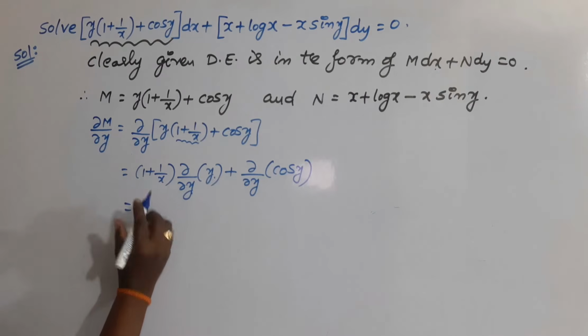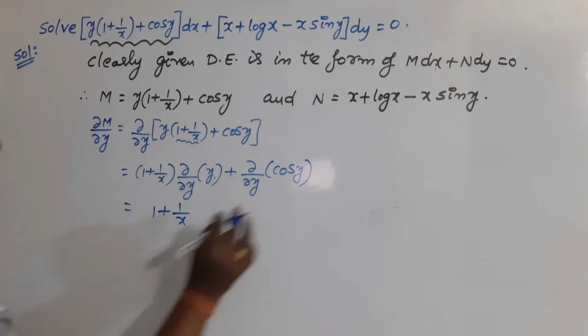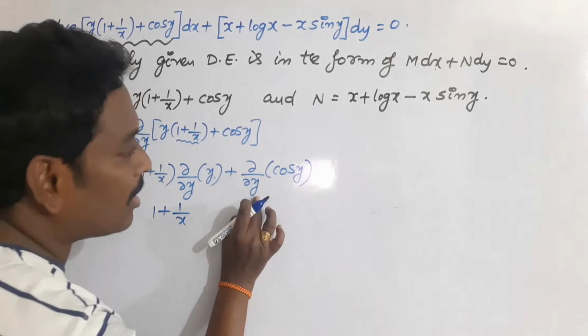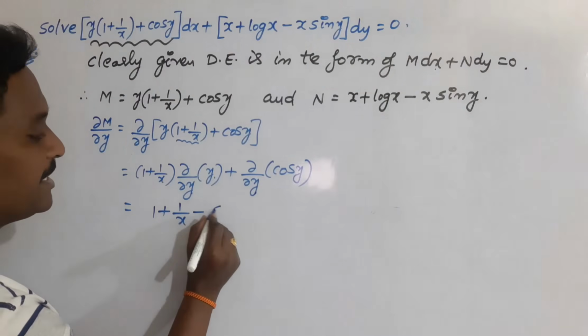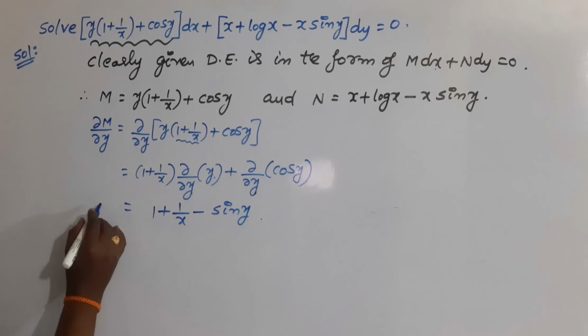1 into (1 + 1/x), so it would be 1 + 1/x. And the partial differentiation of cos y with respect to y is nothing but the ordinary derivative of cos y, so you should write it is -sin y. Everybody knows that the derivative of cos y is -sin y. This is the ∂M/∂y value.